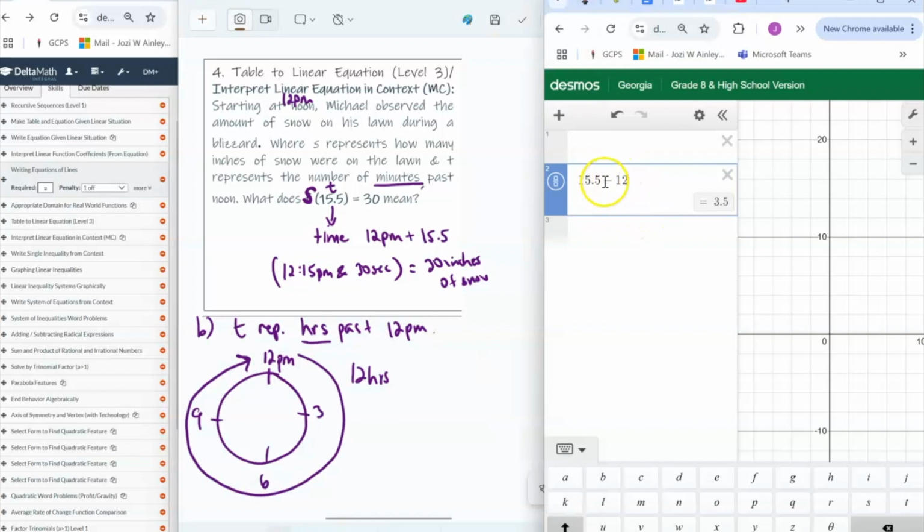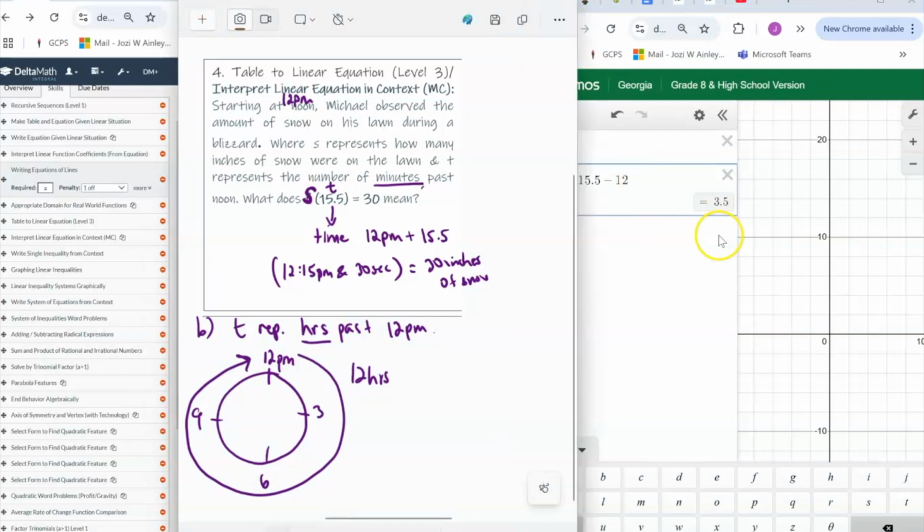So if I subtract 12 hours from the 15.5, I'm going to be left with, I need to do 3.5 more hours. So now I'm back at 12, but it's no longer 12 p.m. What time is it? If I did 12 hours later from p.m., it'll be now 12 a.m., right? Then I'm going to do 3 hours after that. So this is going to be at 3 a.m. and 0.5 is 3:30. So at 3:30 a.m., this is what it's saying. At 3:30 a.m., okay, there's 30 inches of snow.